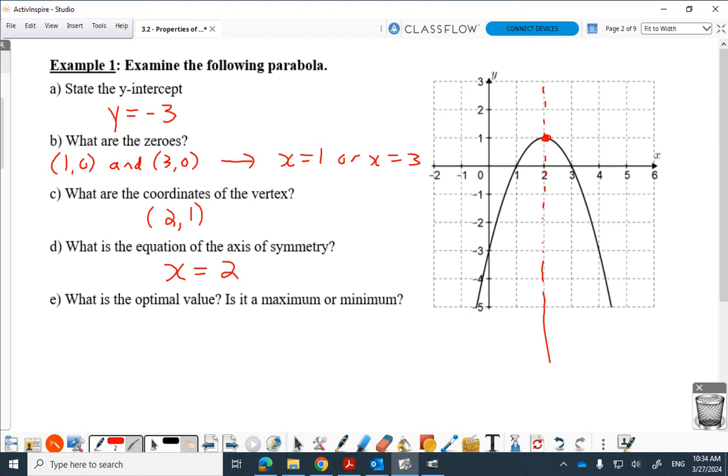Yeah. And then the optimal value, y equals 1. Okay, so get used to writing y equals 1. That's the only one I'm really picky about. If you just wrote 1, not good enough. Y equals 1. And is it a max or a min? It's a max.